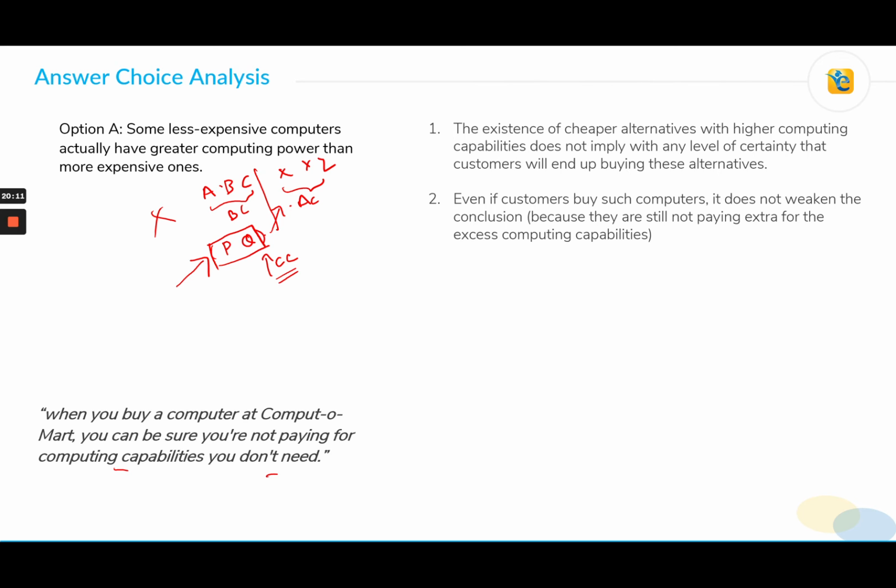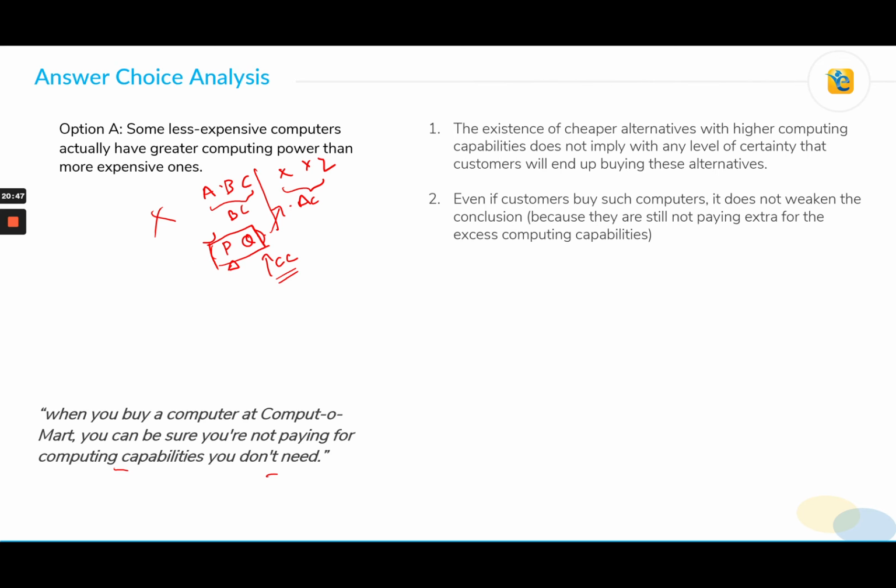Firstly, option A only tells you about the existence of these kinds of alternatives, which are not as expensive, but at the same time actually have even greater computing power. Just the existence of cheaper alternatives does not in any way indicate that customers will actually buy these. Your entire logic in choosing option A is dependent on customers buying these particular models, but just the fact that they exist does not mean that they will be bought, right? Whether it's from a customer behavior perspective or from a salesperson behavior perspective.